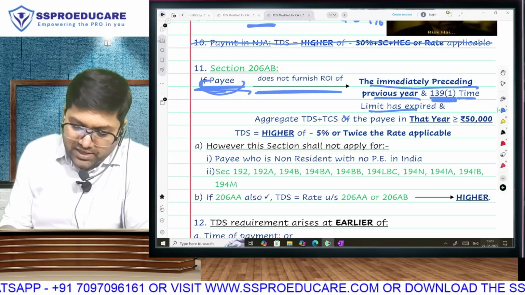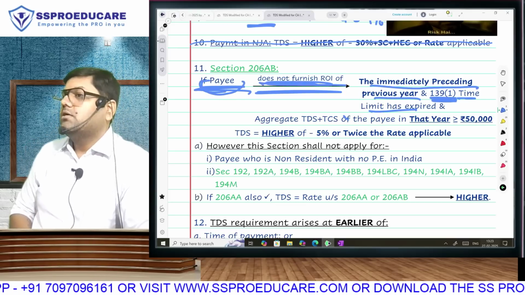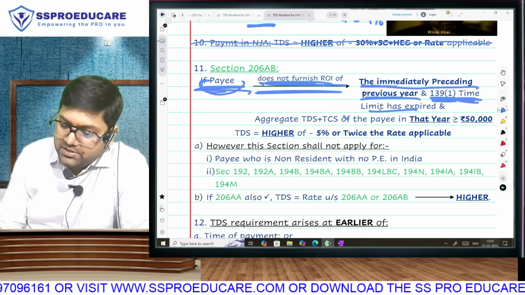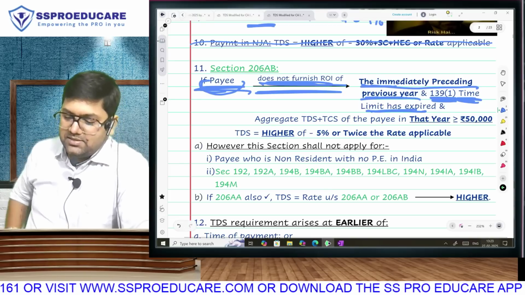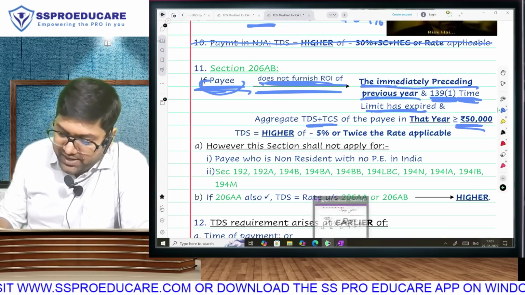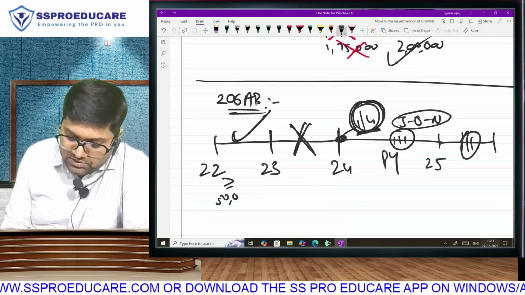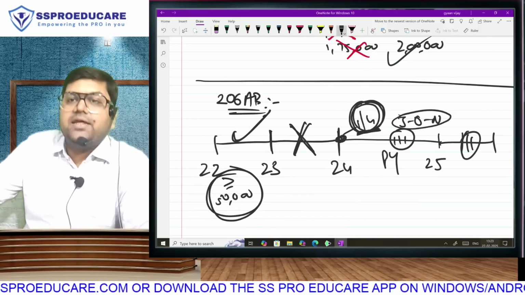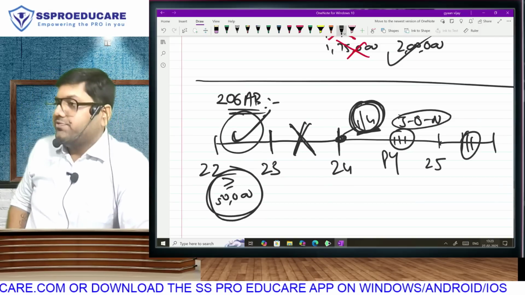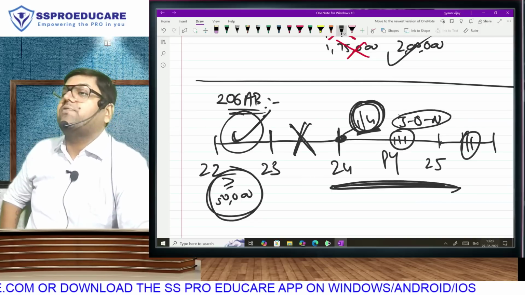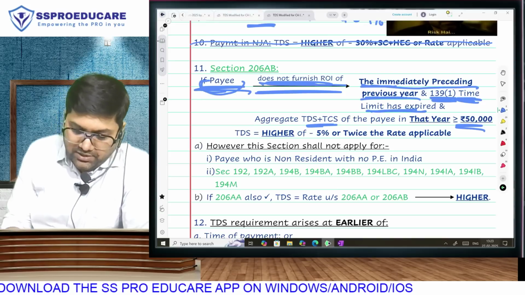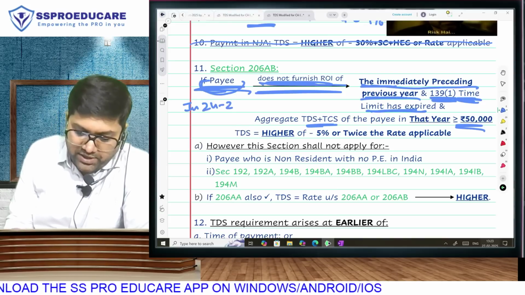Look at what they are saying. We are declaring your payee a non-filer. But that can be declared only if you have not filed the return of that year for which the 139.1 time limit has expired, and the total TDS plus TCS of that year is 50,000 or more. If your TDS plus TCS of this year is 50,000 or more, and you have not filed the return of this year, then in 24-25, the payee will be declared a non-filer. That means in 24-25 we are going to check which year.